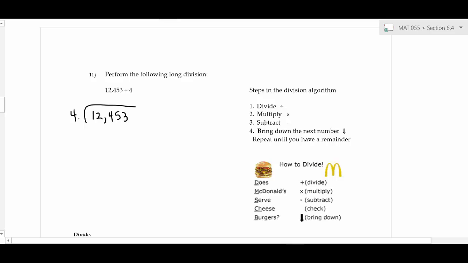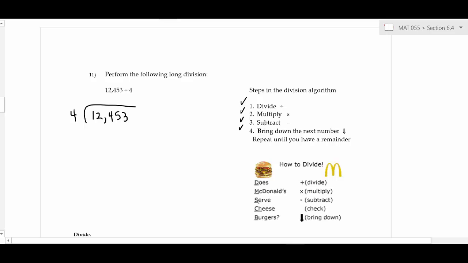And it's very common for college students to get in a class like this and they haven't done any division in 10 years, 20 years, whatever years. Okay? So here's what you do first of all: the algorithm goes divide, multiply, subtract, bring down the next number.